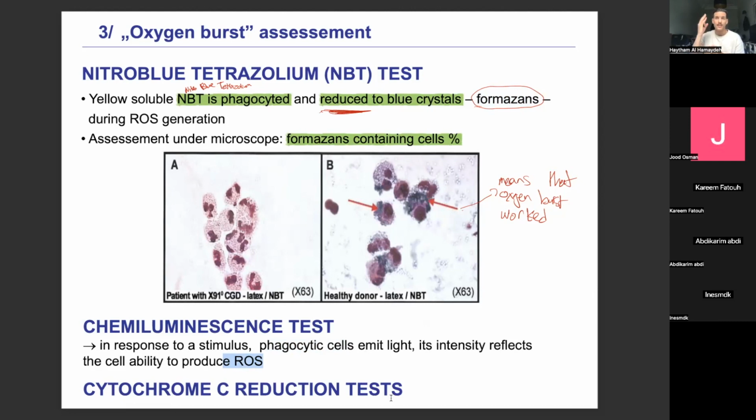Again, three things we did: chemotaxis, with agarose and Boyden; a swallowing test, basically labeling the bacteria with immunofluorescence; and third, the oxygen burst test, using change of color, such as NBT, or light, such as the chemiluminescence test, or the cytochrome C reduction test. Easy.